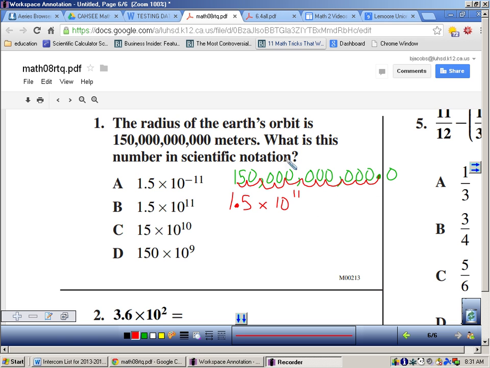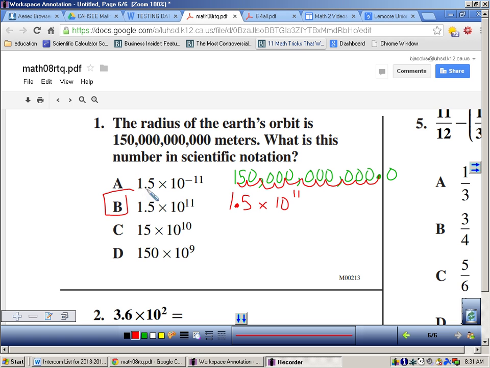So again, if you're looking at a large number, then typically your exponent is a positive number. It's not a negative number. The rule is that when you move your decimal to the left, you count the number of places you move it, and the number is positive in the exponent. So 11 spots to the left, positive 11 in the exponent, and that is the answer.